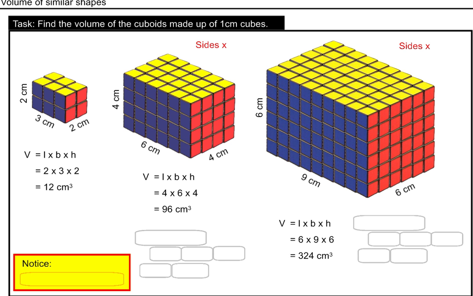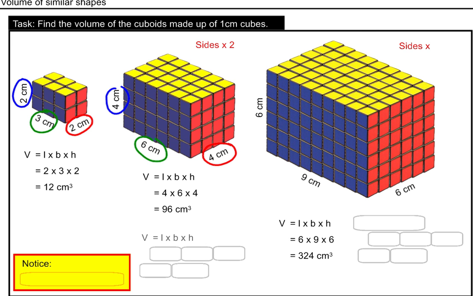The connection between these volumes doesn't seem that obvious to start, but if we notice, looking at the first two, the 2 and the 4 correspond, the 6 and the 3 correspond, and the 4 and the 2 correspond as well. There's a linear scale factor. The sides have been multiplied by a factor of 2.